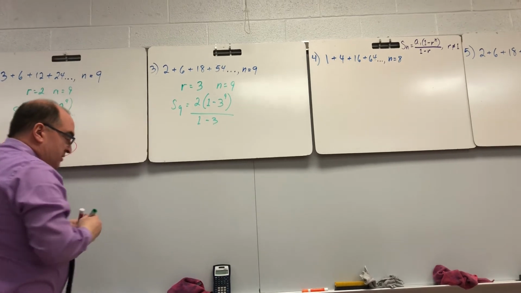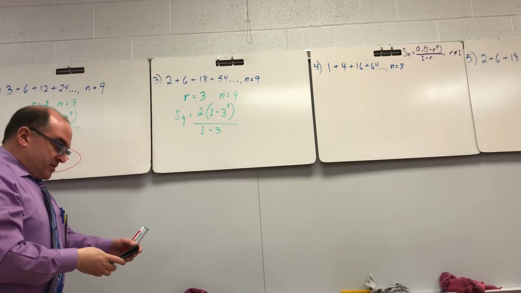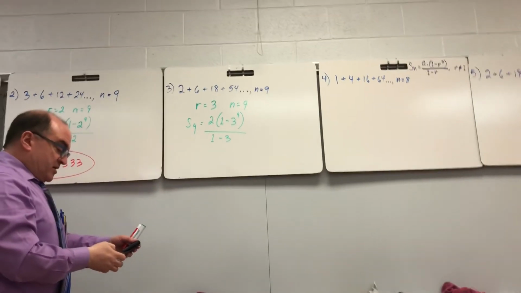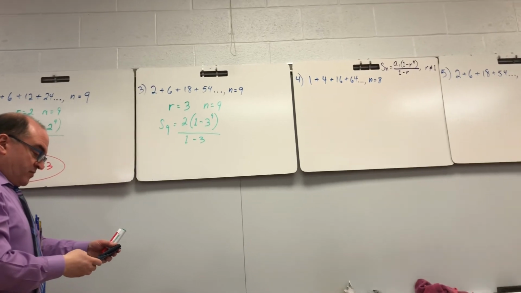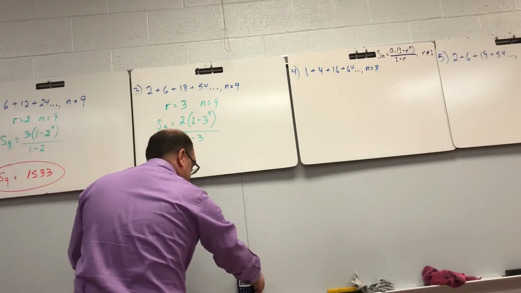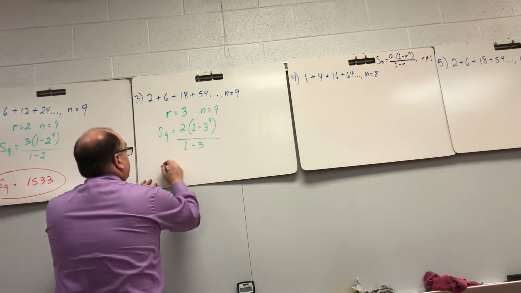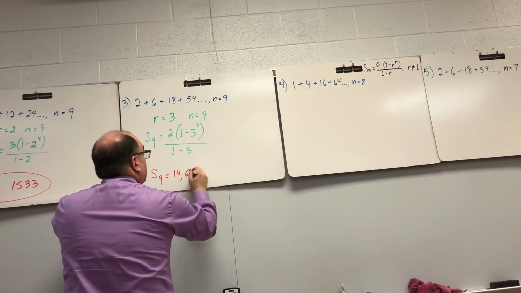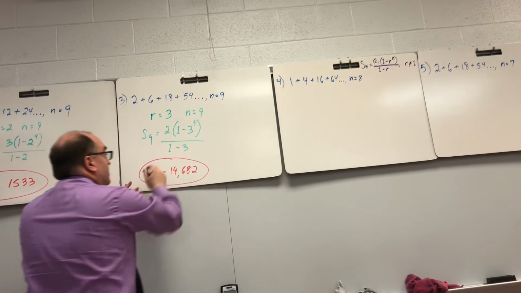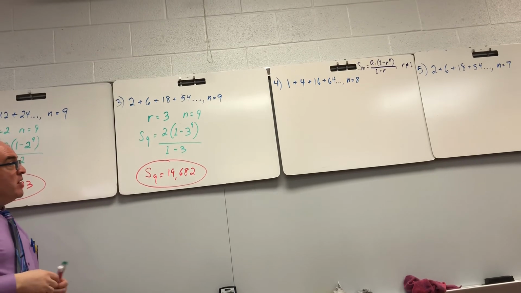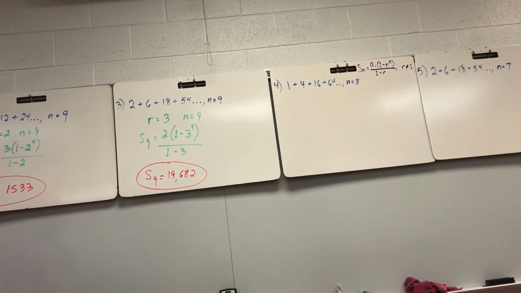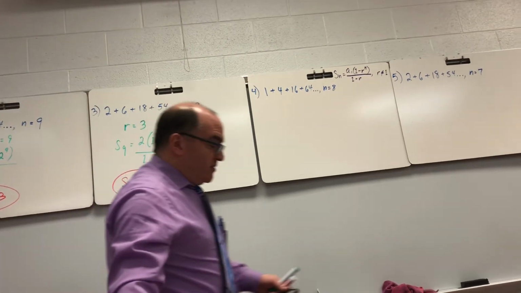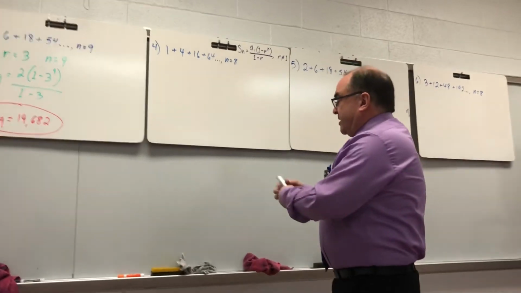Okay? So I'm just going to plug all that into my calculator. 2 times 1 minus 3 to the 9th power divided by negative 2. 19,682. Okay? Those of you watching this video, you might want to pause just to see that you can get the same number on your calculator. Okay? Next one.